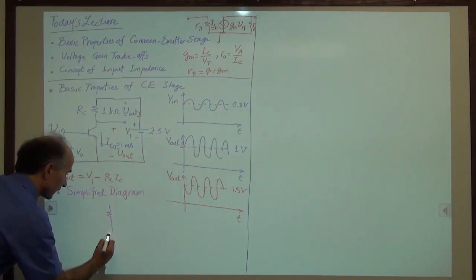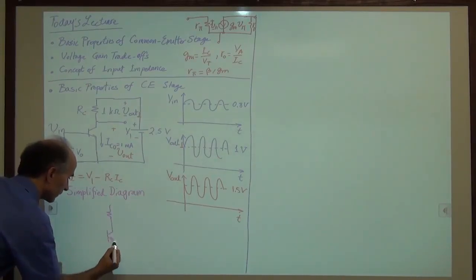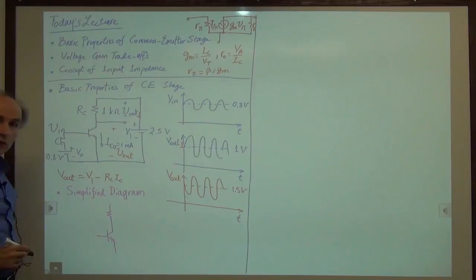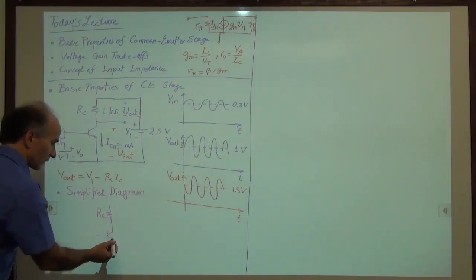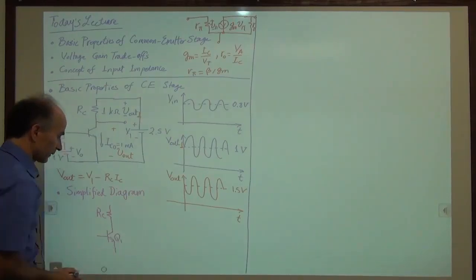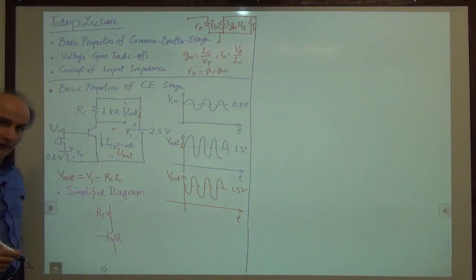Okay, so we draw the basic circuit still as before. So here's the basic circuit. No change there. This resistor, for example, may be called RC. This transistor may have a name like Q1 if you want. That's it, okay? No problem there.